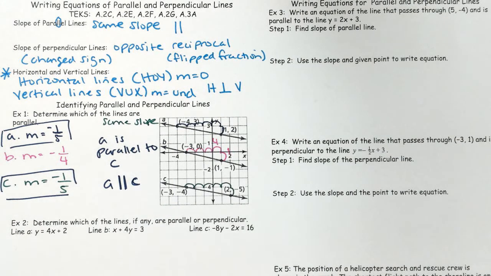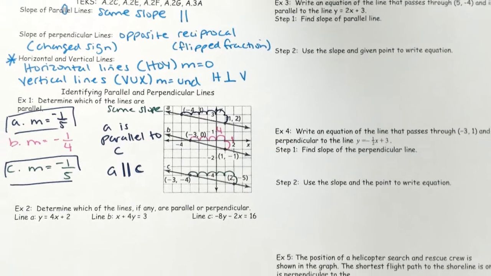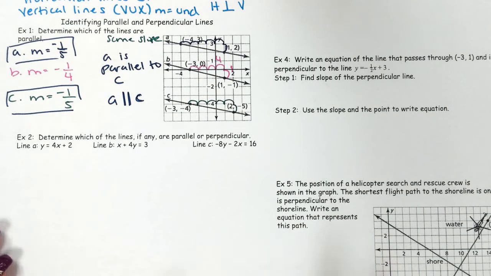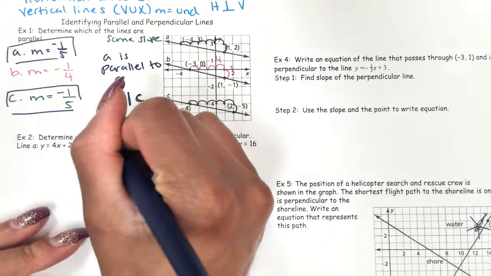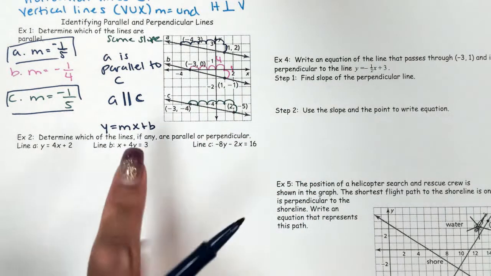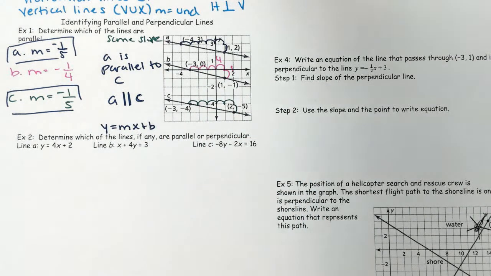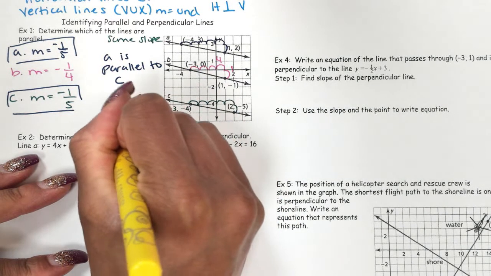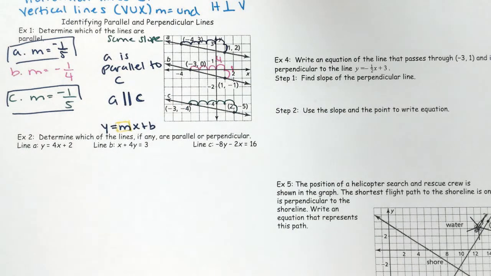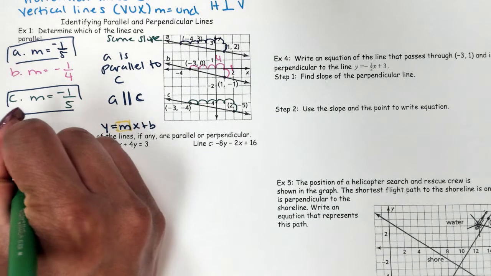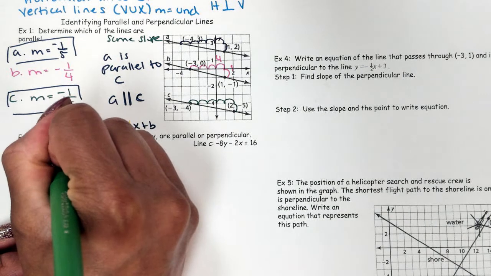So example 2, it says determine which of the lines, if any, are parallel or perpendicular. The one thing we want to do for all of these is to make sure they are in slope-intercept form, which is y equals mx plus b. That way we can identify our slope. So the first one is already done for us. It's already in slope-intercept form, and to identify our slope, we know that it is 4.